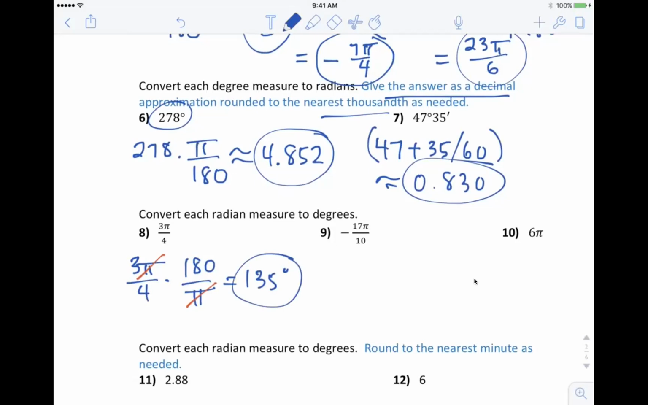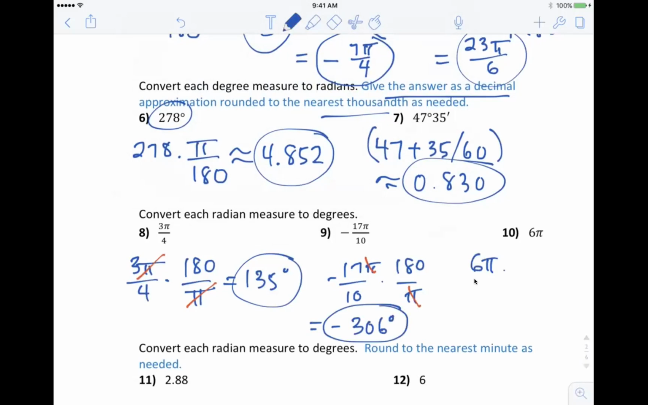Okay, and there it is. All right. Next one, negative 17 pi over 10. I'm going to multiply that by 180 over pi. Pi's cancel. And now I'm just going to take 17 times 180 divided by 10. And that's 306. Okay. So this is negative 306 degrees.